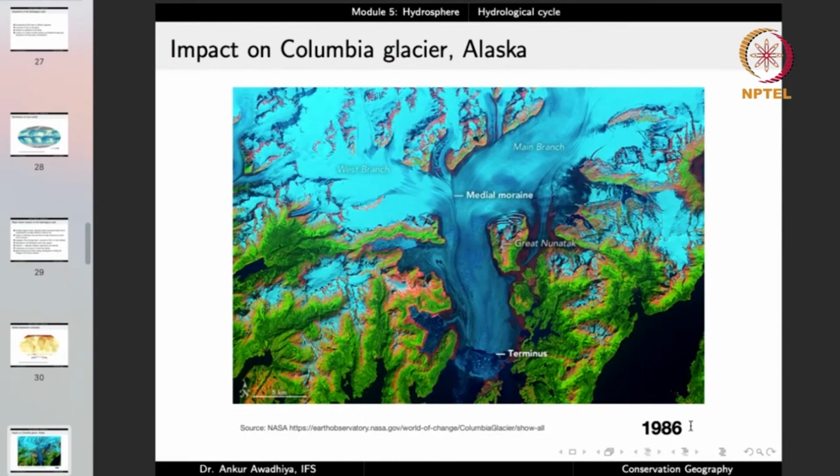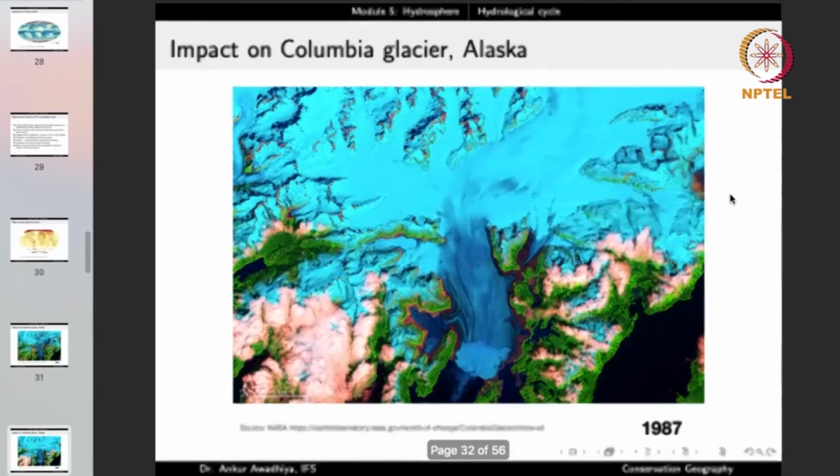Now in this case, this is an image from 1986, and we find that this Columbia Glacier has a west branch, it has a main branch, there is a medial moraine in between, and this is the end of this glacier. So this is a pretty large glacier. This scale is 5 kilometers. So the width of the glacier is somewhere around 3 kilometers in this area. And it is getting ice and snow from all of these different areas. Now let us look at what we have done to it.